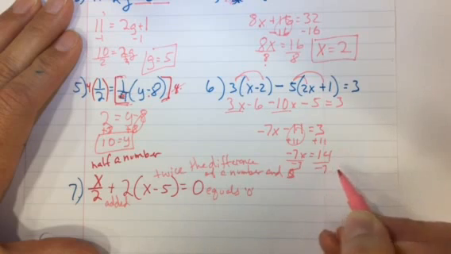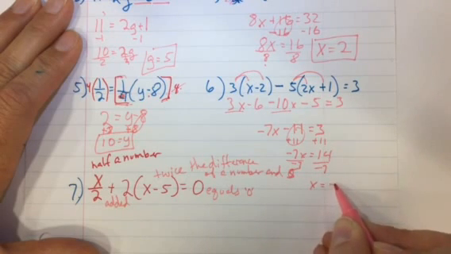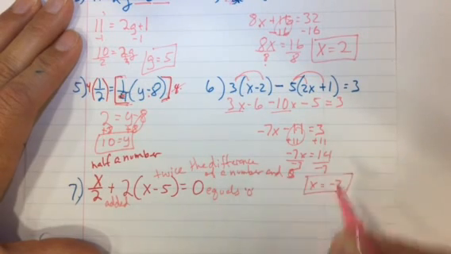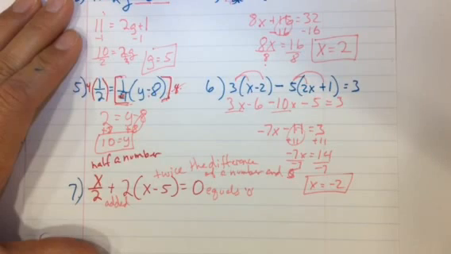14 divided by negative 7, x is equal to negative 2. I know we did that in at least a couple classes today.